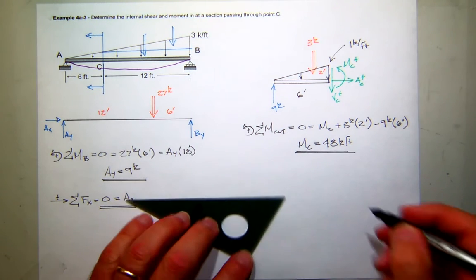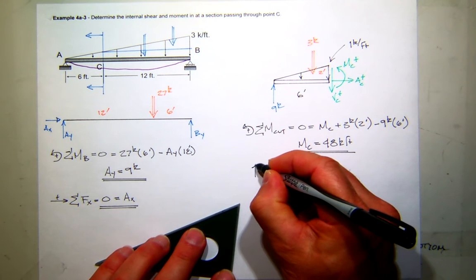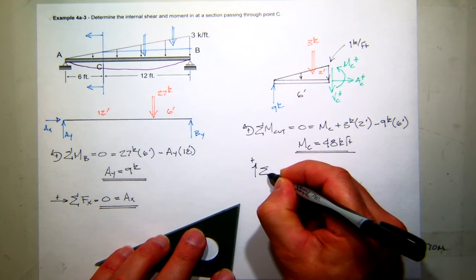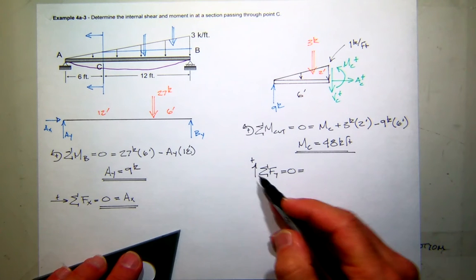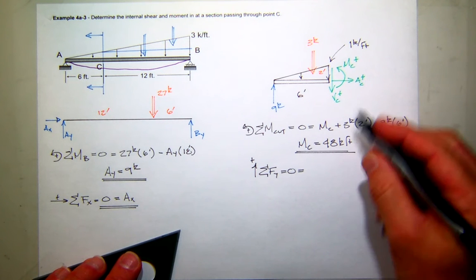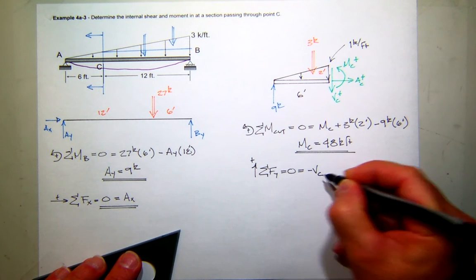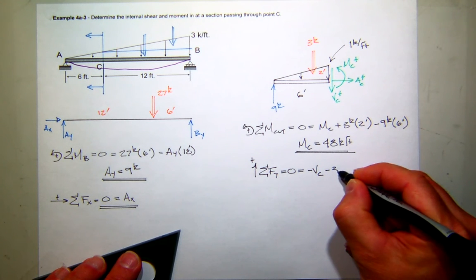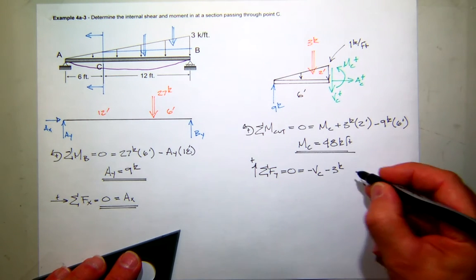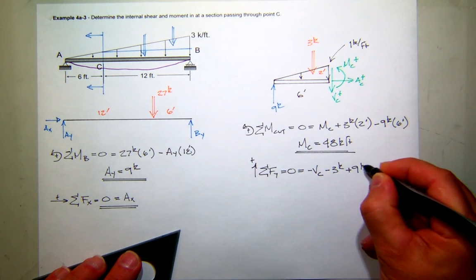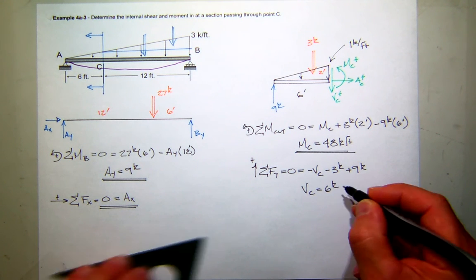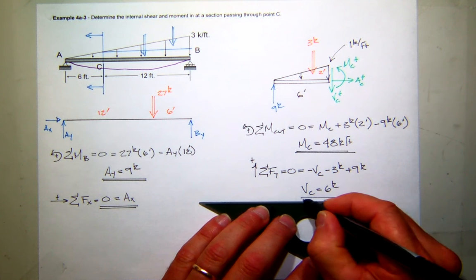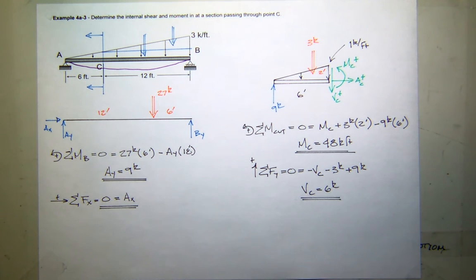So the last little bit we need to do is to sum forces in the y direction. Make sure we have equilibrium. So up being positive, this shear force is acting down. This load is acting down. This reaction is acting up. So it looks like the shear at C is equal to 6. So we have positive shear force at C equal to 6 kips.